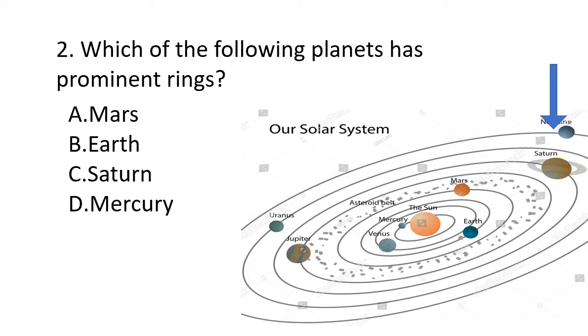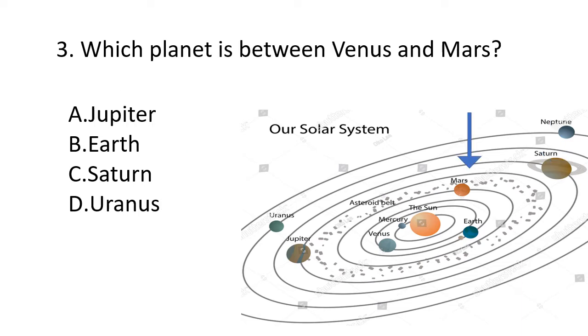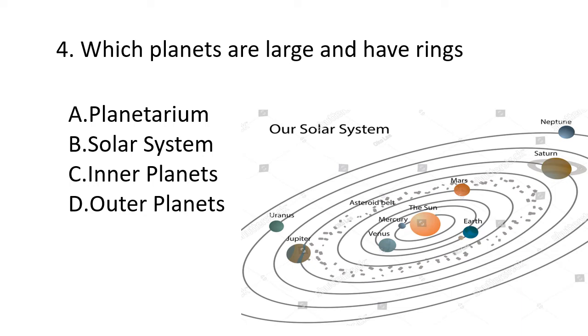Which of the following planets has prominent rings? Is it A, Mars, B, Earth, C, Saturn, D, Mercury? And the answer is Saturn. Which planet is between Venus and Mars? Is it A, Jupiter, B, Earth, C, Saturn, D, Uranus? And the answer is Earth. Very good. Which planets are large and have rings? Is it A, planetarium, B, solar system, C, inner planets, D, outer planets? And the answer is outer planets.